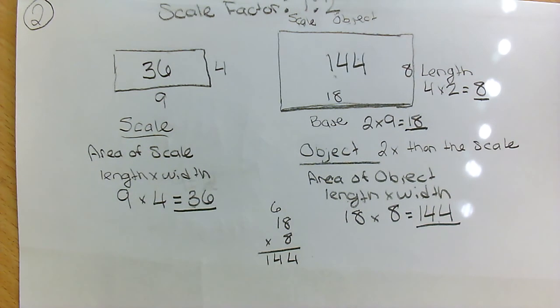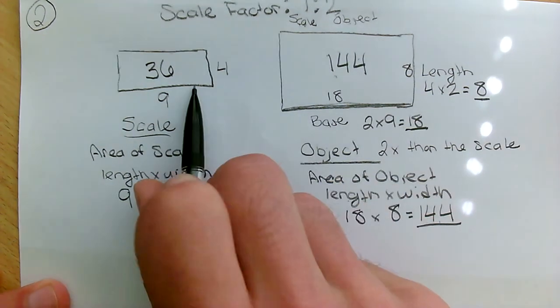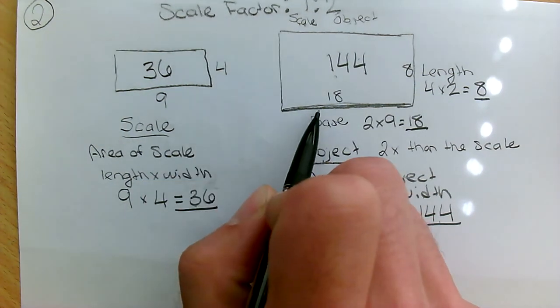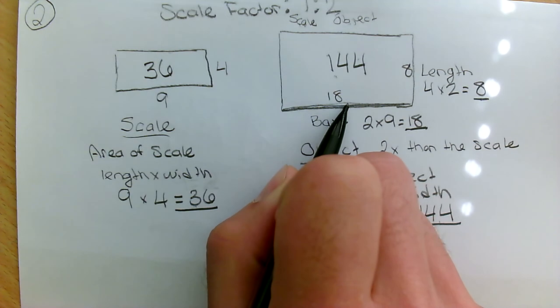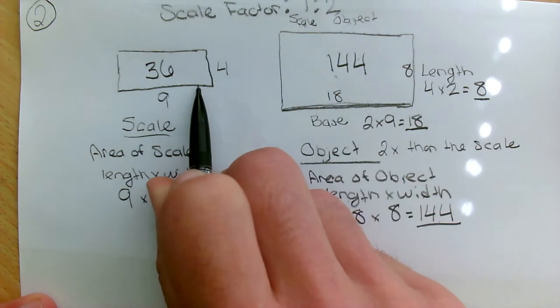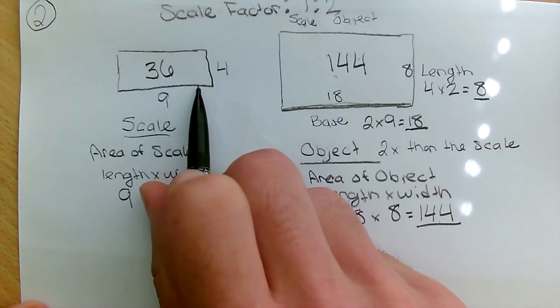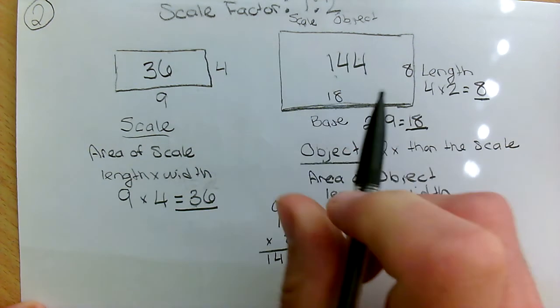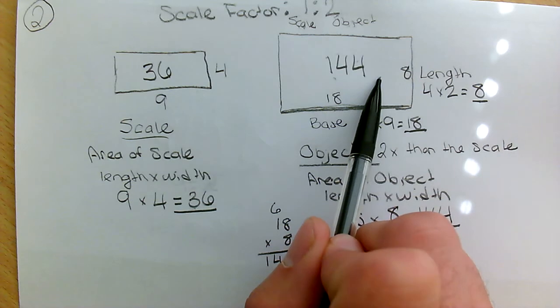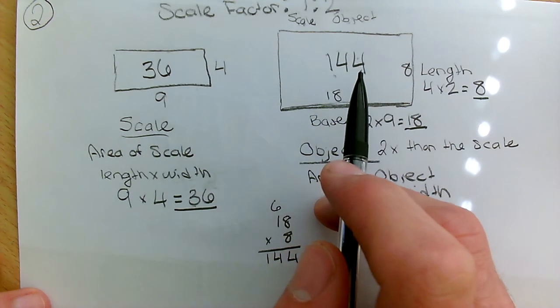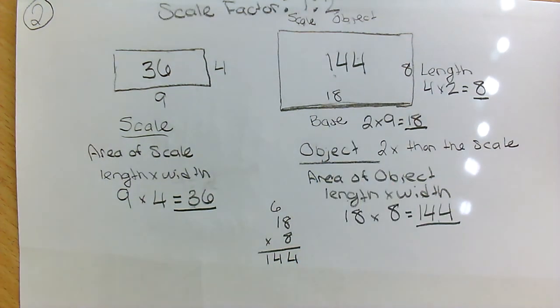Now the next question. So the side lengths right here, how many times is the side length of this base compared to this base? Well, 9 and 18. So 18 is twice the amount of 9. But how much of the area is this real object compared to this one? It's an interesting question. How many times does 36 go into 144? Go ahead, take a minute to figure that one out.